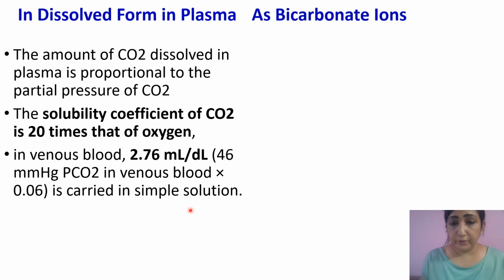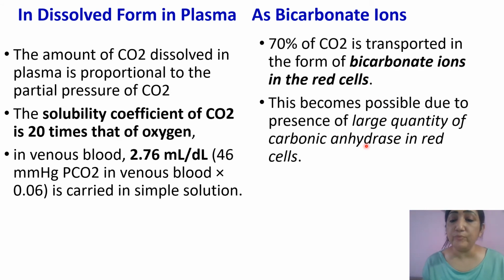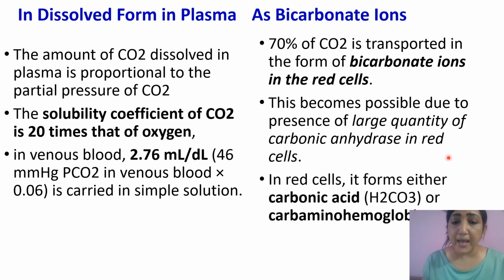Now the bicarbonate form. Bicarbonate, 70%, is the maximum amount of carbon dioxide transported, in the form of bicarbonate ions in the red cell. Why in the red cell? Because of the carbonic anhydrase present there, the enzyme responsible for the formation of carbonic acid. When carbon dioxide and water bind together, they form carbonic acid, and from carbonic acid comes bicarbonate. In the red cell, carbon dioxide forms both bicarbonate and also carbamino hemoglobin.